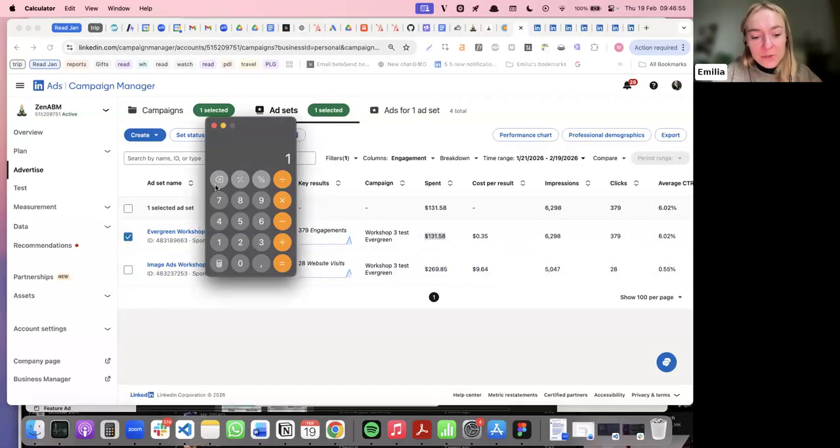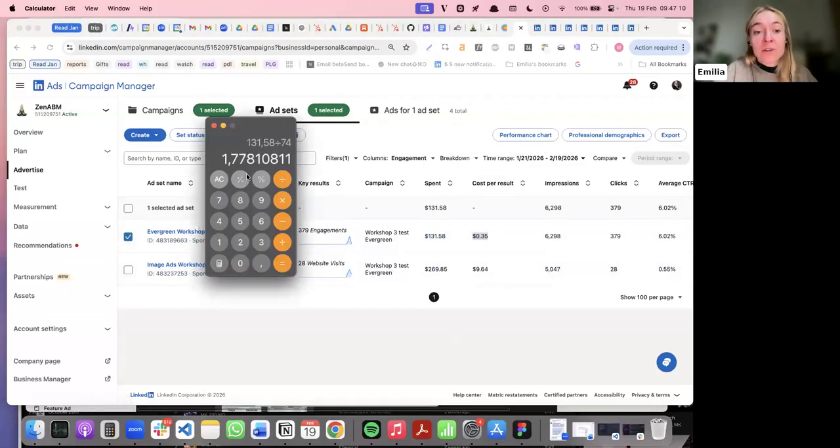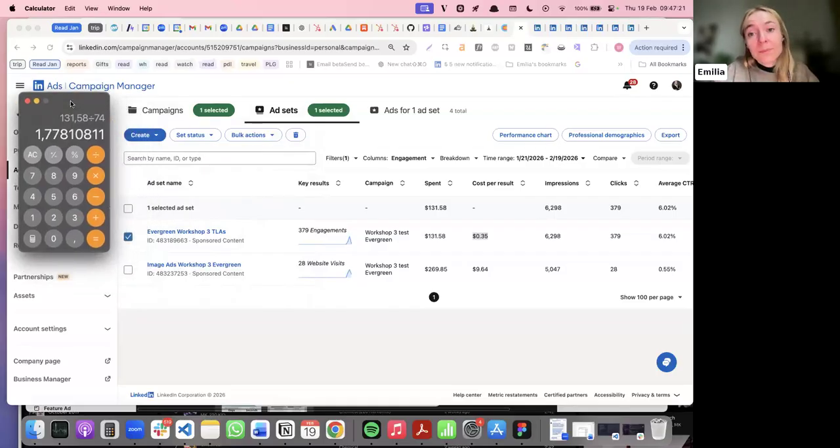So if we spend $131.58 divided by 74 clicks, our effective cost per click to landing page, not the cost per result, right? Because these are again different benchmarks, and don't be fooled by LinkedIn, is $1.78. So you can see you can achieve the same result significantly cheaper with TLAs than you can with image ads. So the question is, doesn't it make sense to run image ads on LinkedIn if you can do TLAs so much cheaper? It's a bit of a philosophical question.